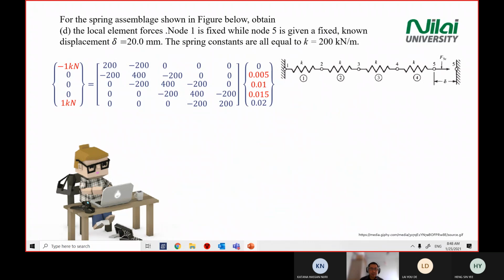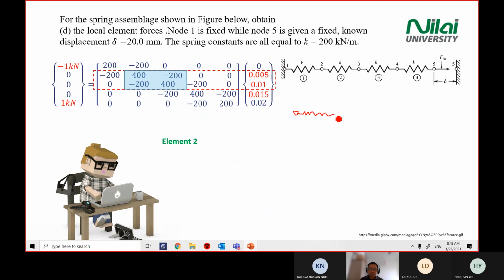Then we move on to element 2. For element 2, you only have node 2 and node 3. So again, you go to your global matrix and focus on the intersection point of your U2 and U3. You get the one that I highlight on the screen here: the 400, 200, and 200.